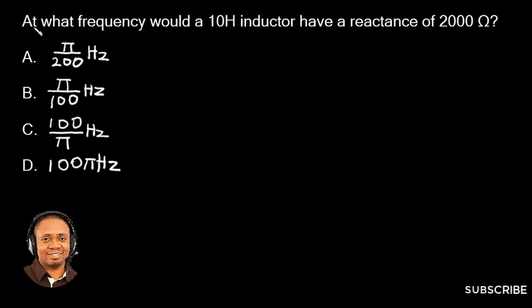This is question 33, JAMB Physics 2018, and the question goes thus. At what frequency would a 10 Henry inductor have a reactance of 2000 ohms? There is a formula for finding inductive reactance, which is equal to 2 pi f L, where f is frequency and L is inductance. So we are looking for the frequency, so we're going to make frequency the subject of the formula.